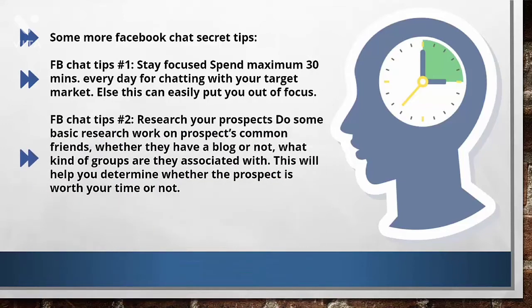Tip number 2, research your prospect. Do some basic research work on your prospects, like looking at your common friends or whether they have a blog or not. Now, when someone sends a Facebook friend request, the first thing I look at is our mutual friends. If I see that we have some good quality of mutual friends, that's the only time I accept their request. The reason is because it talks a lot about their circle of influence, or the kind of marketers they mingle with.